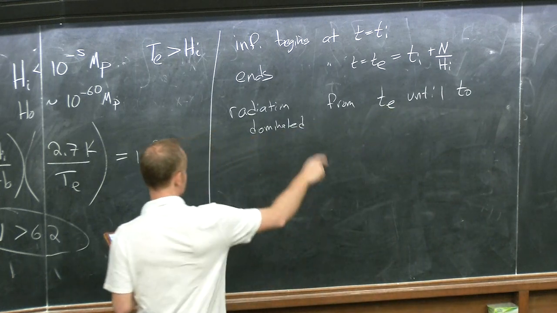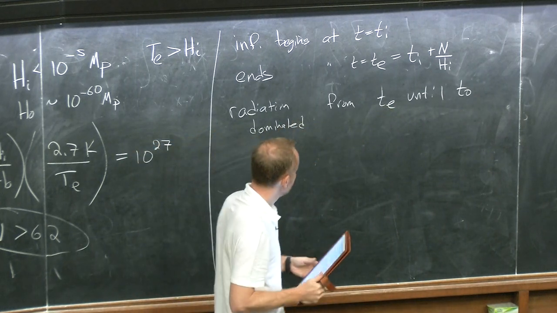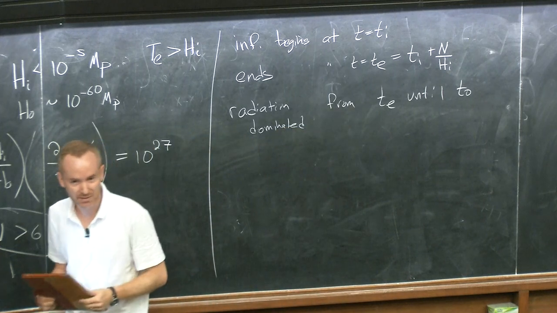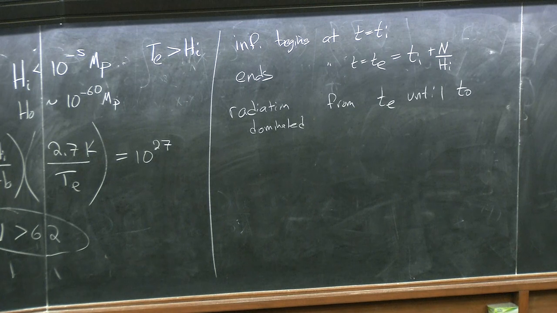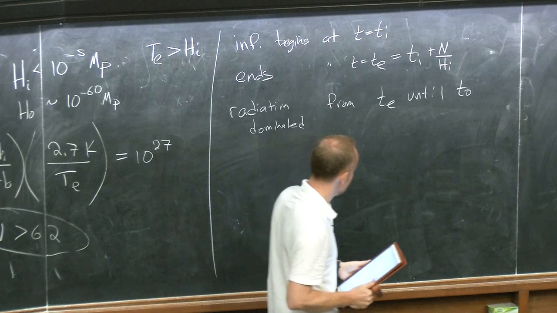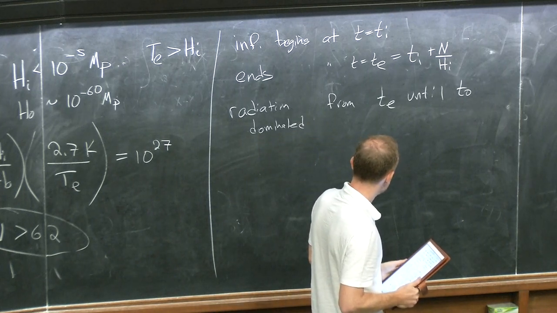So the first part of this is reasonably realistic. In most inflation models, at least, the universe does become radiation dominated right after inflation ends. But of course, in the real universe, radiation gives way to matter, and then matter gives way to vacuum energy or dark energy. So I'm just ignoring those two. I'm ignoring matter and vacuum energy just to make it easier.